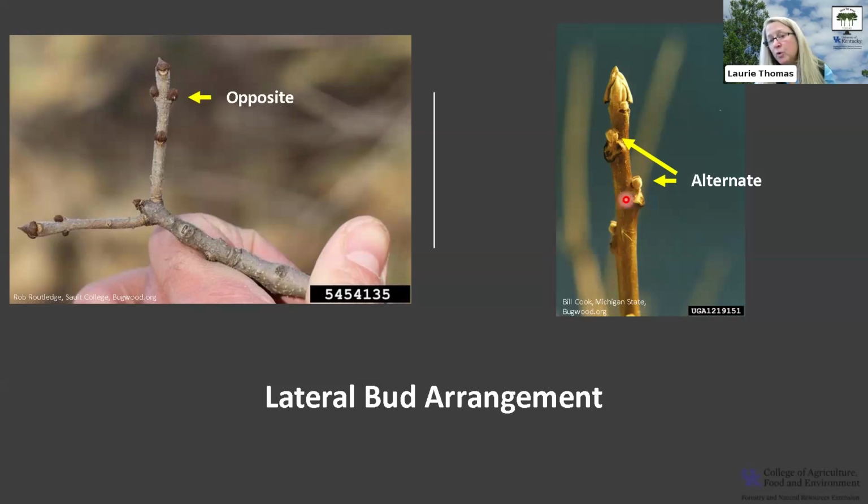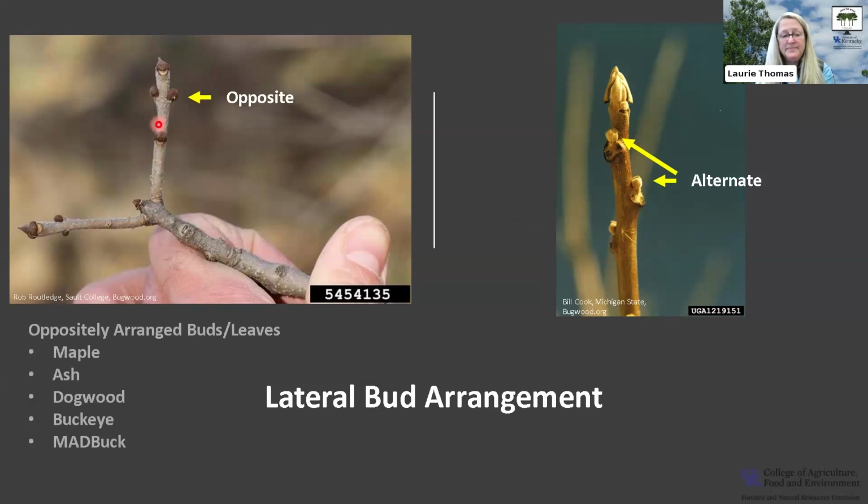And you'll notice that's a great big leaf scar and a large bud, but that was last year's leaf. So if the leaves are alternate, the buds will be alternate as well. Or if they're opposite, they will be opposite. And if you can remember back to summer identification, we had that mnemonic of MAD BUCK. These are our tree species that are native to Kentucky that have oppositely arranged buds in the winter, or leaves in the summer. And those are maple, ash, dogwood, and buckeye. So remember that mnemonic of MAD BUCK, and you'll remember the species that have oppositely arranged buds.